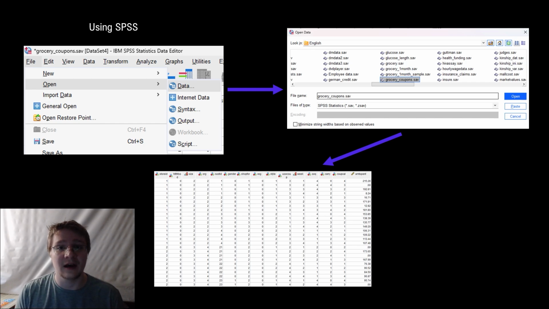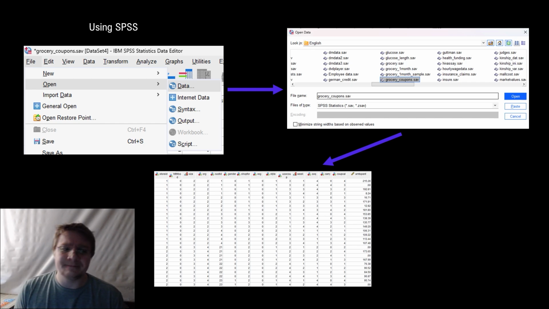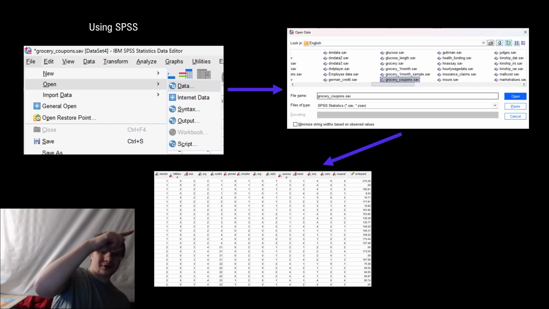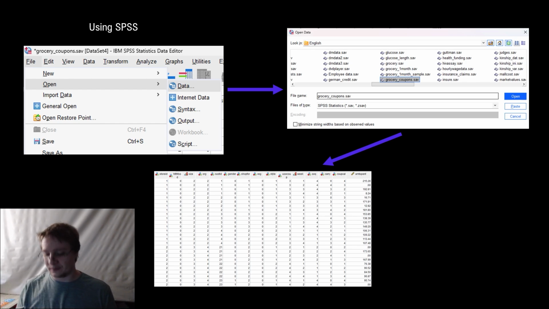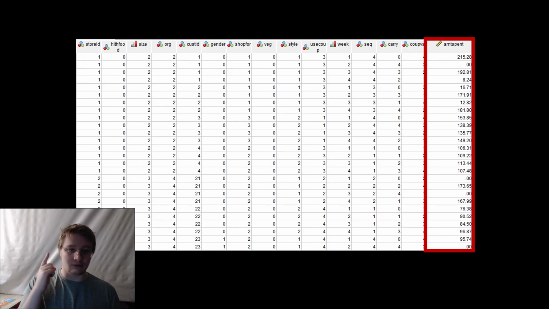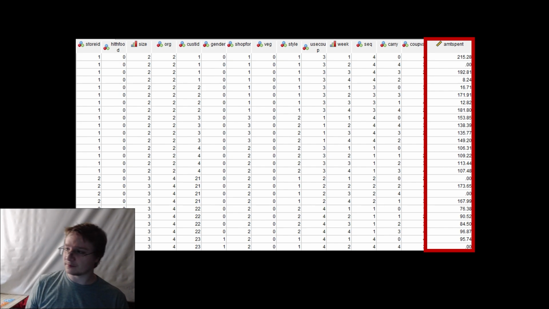It comes with a bunch of sample data sets that you can use. For our case, it's right there in that folder. So wherever you downloaded it, go get it. Grocery coupons, that's CSV, and then you'll see something like this pop up. We are going to look at just the rightmost column, about the amount spent. We're going to be testing that data right there, all the way to the right.